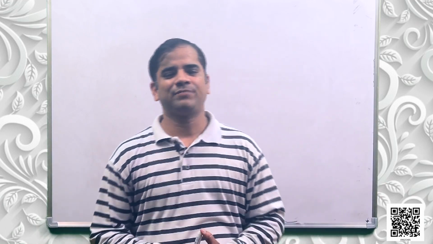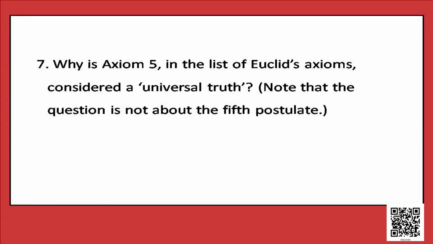Students, let us now discuss question number 7. It says, why is axiom 5 in the list of Euclid's axioms considered a universal truth? What does axiom 5 say? Axiom 5 says that the whole is always greater than a part. Let's draw a diagram and discuss it.